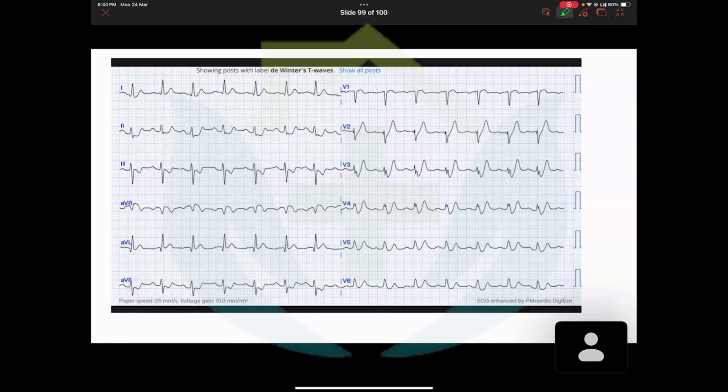ST depression with tall T wave. Yeah, so ST depression and tall T waves will be enough, and if De Winter is mentioned in the MCQ option, it is the De Winter T waves, because there is ST depression here, tall T waves, ST depression, tall T waves, classically V2, V3, and V4, V5 also. They are very prominent T waves, almost equivalent to the QRS complex, right? So this is the De Winter T waves.